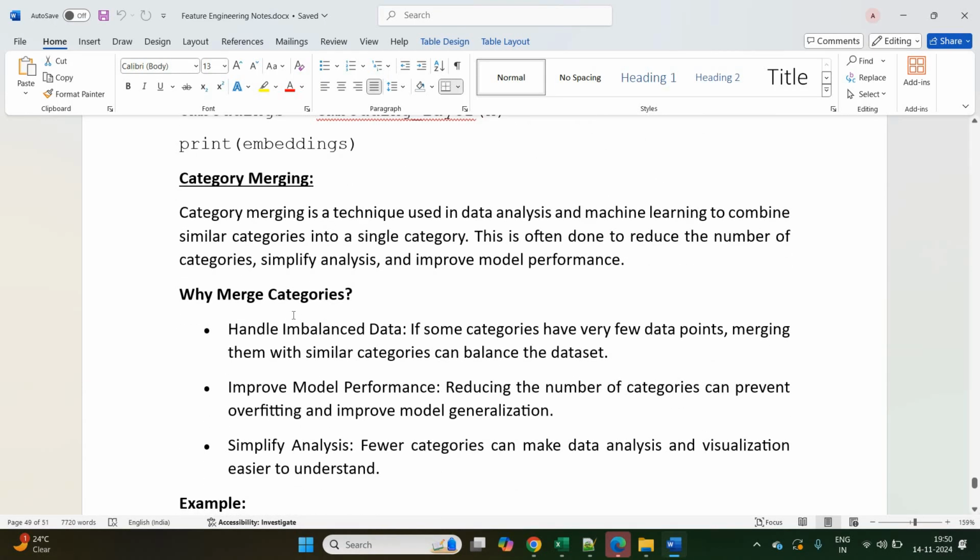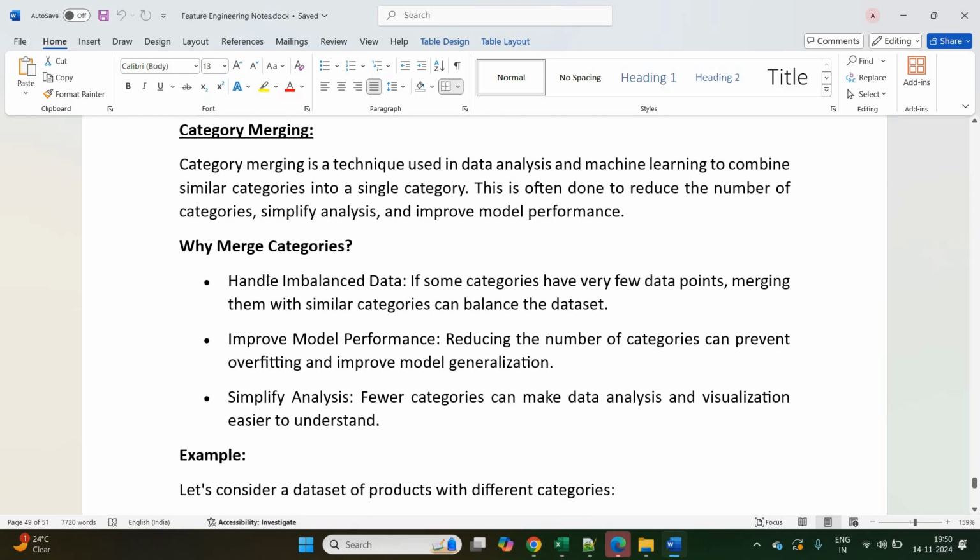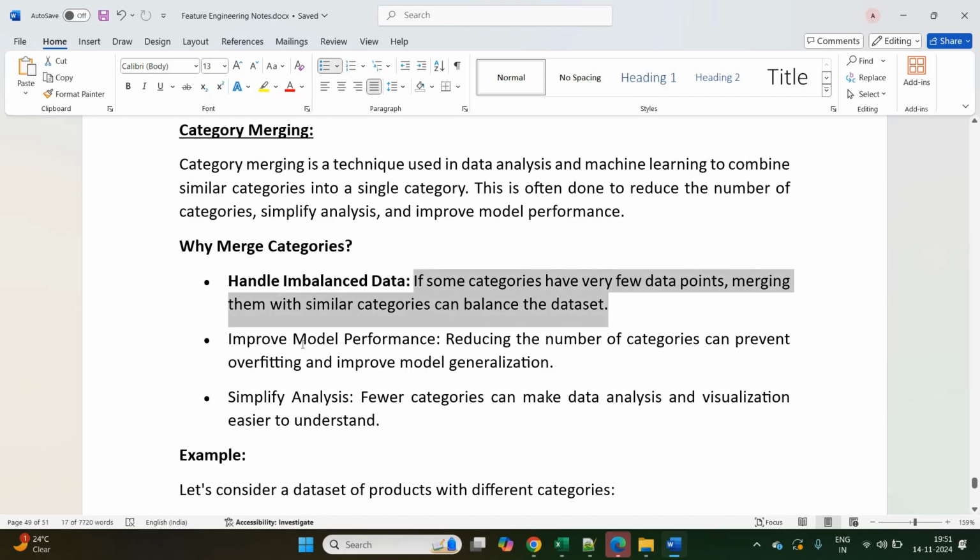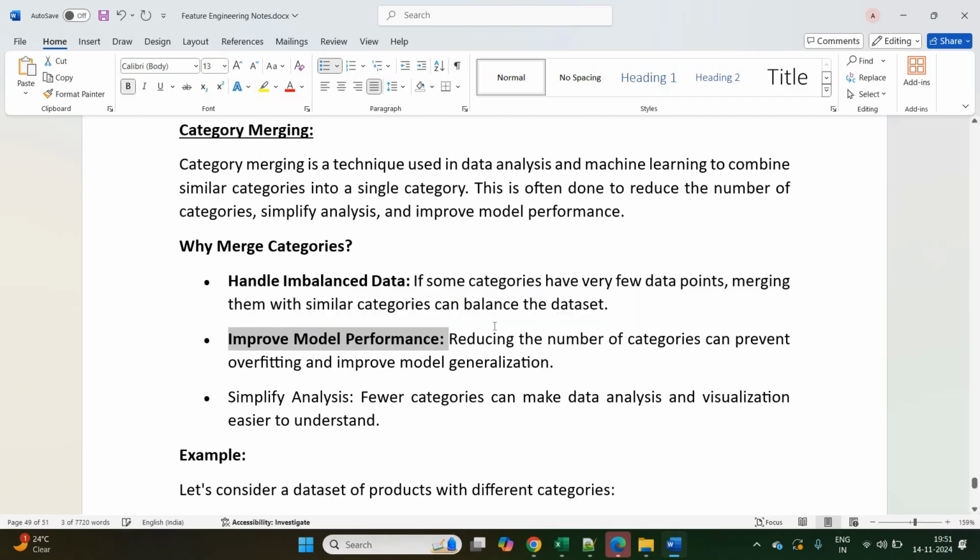So why do we need to merge the categories? First case is when you have to handle imbalanced data. If some categories have very few data points, merging them with similar categories can balance the data set. That you can remember. These are the important points that you must remember if you are going to appear in an interview for data engineering, data science, and feature engineering kind of questions wherever they are asked.